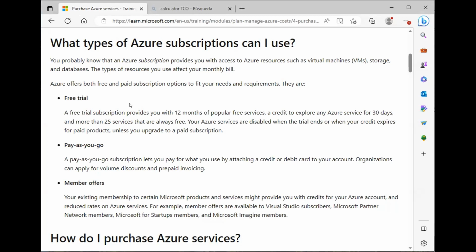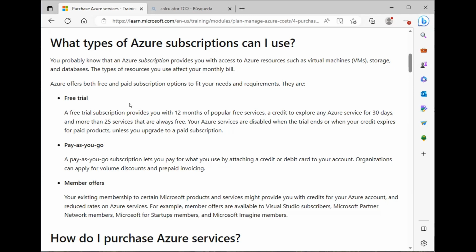A free trial subscription provides you with 12 months of popular free services, a credit to explore any Azure service for 30 days, and more than 25 services that are always free. Your Azure services are disabled when the trial ends or when your credit expires for paid products, unless you upgrade to a paid subscription.